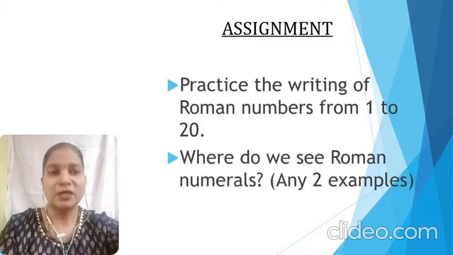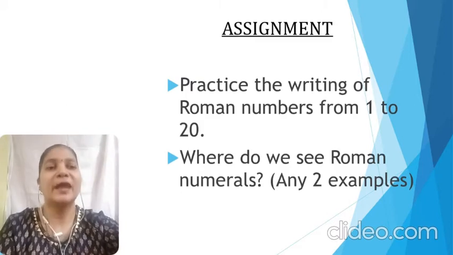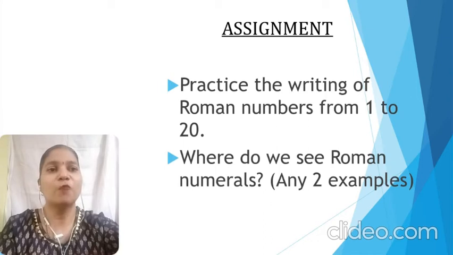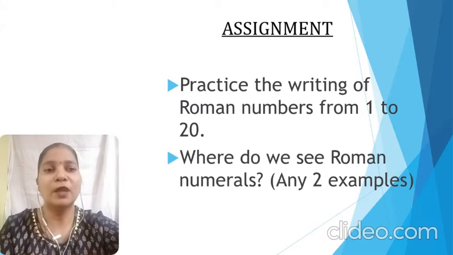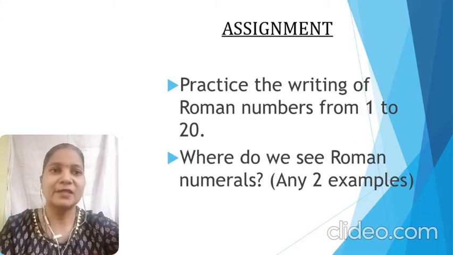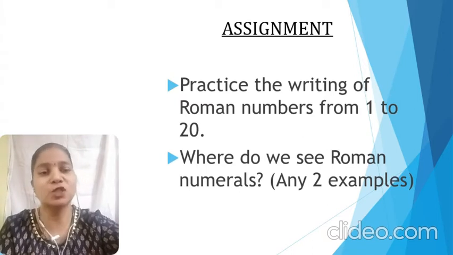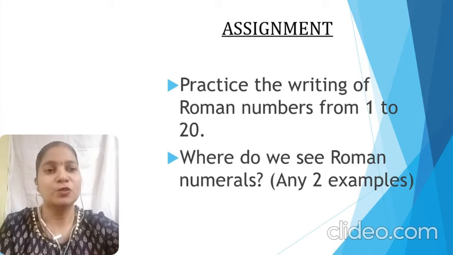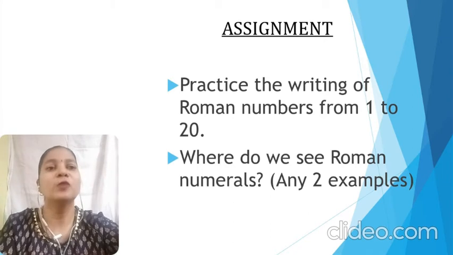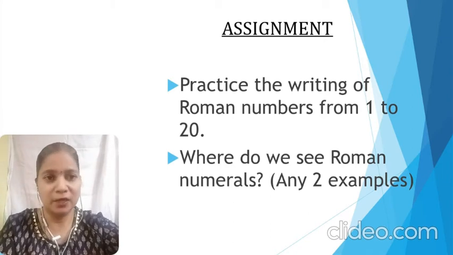Now time for assignments. Practice writing Roman numerals from 1 to 20. In today's lesson we learned how to write 1 to 20 numbers in Roman numerals. So practice writing Roman numbers from 1 to 20. Now the second question for you: where do we see Roman numerals? Identify any 2 examples of where we use these Roman numerals while writing.